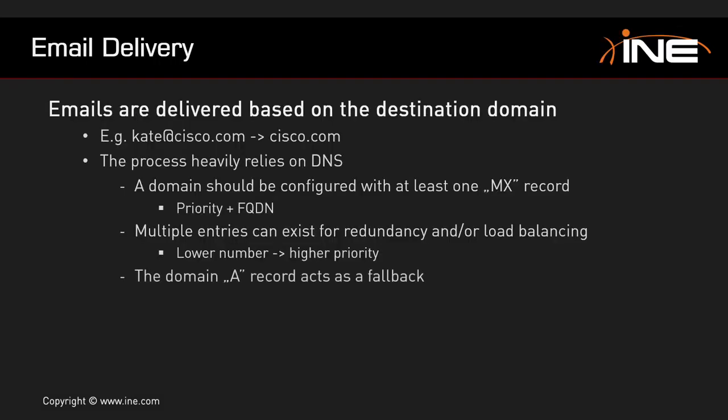Okay, some domains don't adhere to the RFC. And for this special case, it is possible to use the regular A record associated with the domain as a fallback. So whenever your SMTP server doesn't get any MX record for the destination domain, it is going to use this information and connect to the IP address returned in this step to deliver the message.